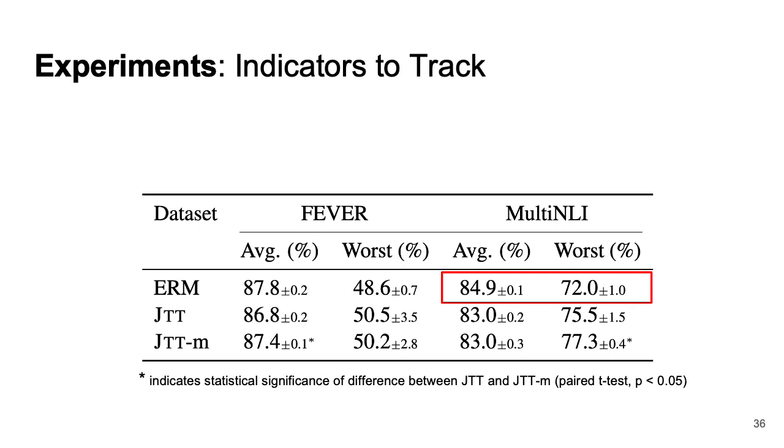On the multi-NLI dataset, we can observe similar patterns, with the worst group performing much worse than the average accuracy with ERM. JTT is able to improve the worst group accuracy at a trade-off on the average accuracy. Our method manages to maintain the average accuracy while making significant improvements on the worst group accuracy compared to JTT.